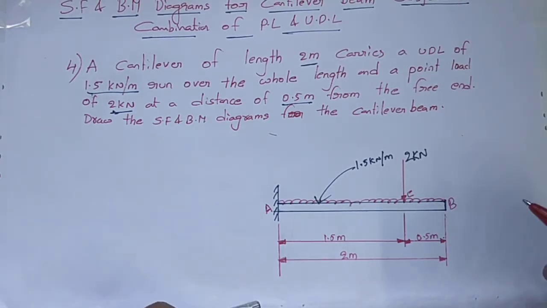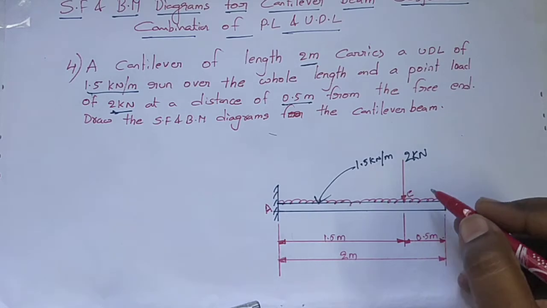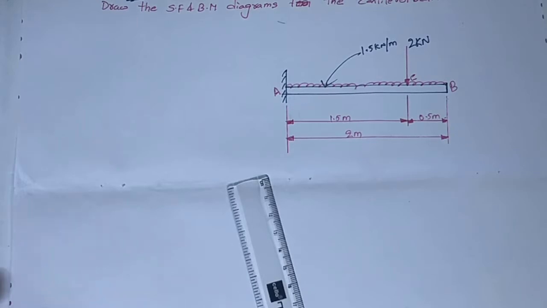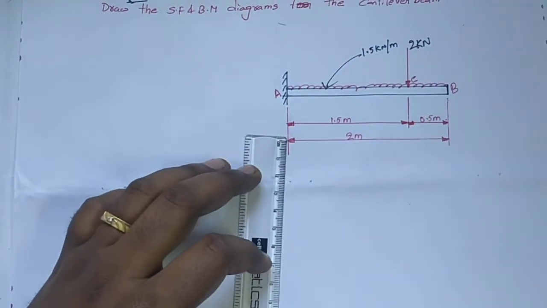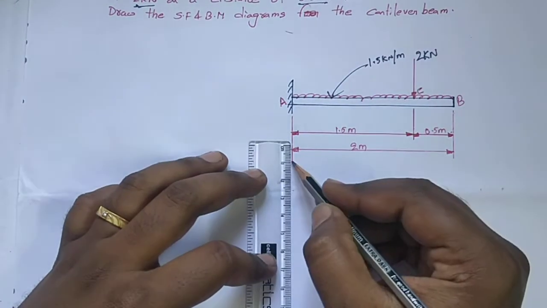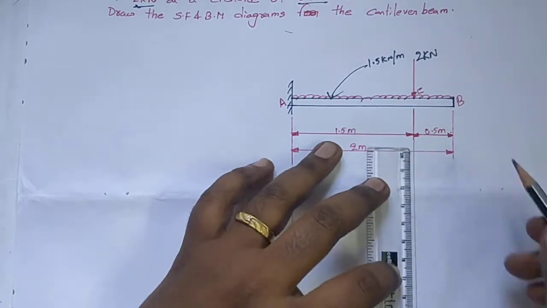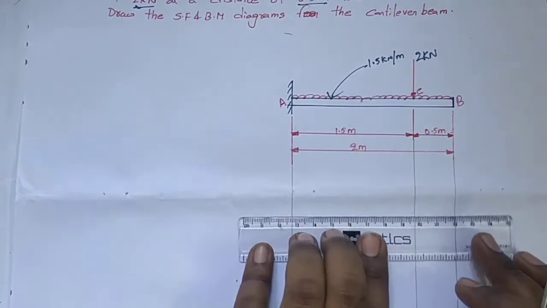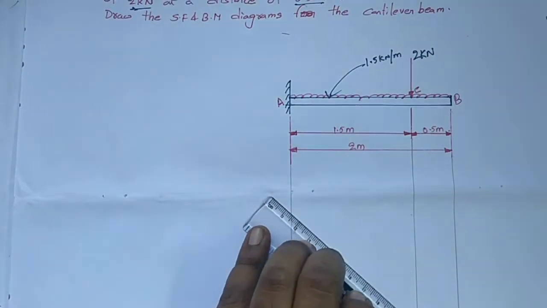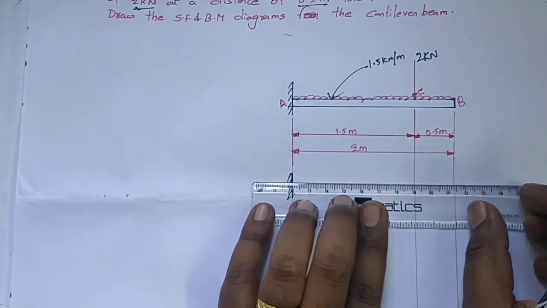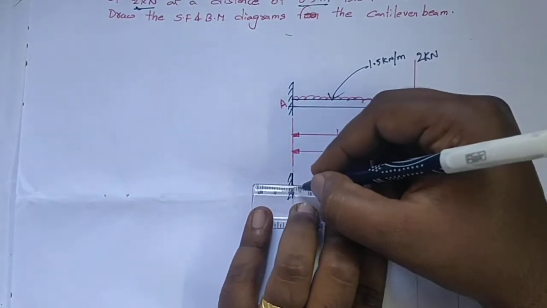Here in this problem I am going to convert the UDL into point loads. It is one of the easiest methods for calculating the shear force and bending moment. First I am drawing the straight lines at point A, next point C, next point B. Next I am going to convert the UDL of the given cantilever beam into a point load.